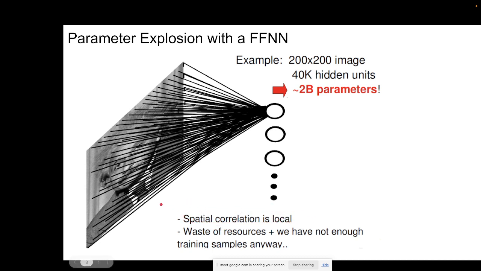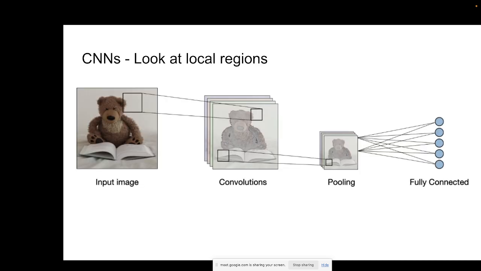that the spatial correlation is local. The important features in the image are actually located in small buckets, small pockets in the image. So how can we take advantage of that? That is what CNN is about.